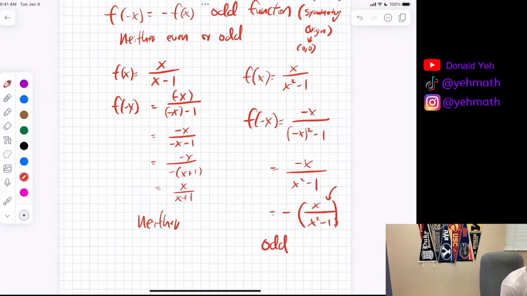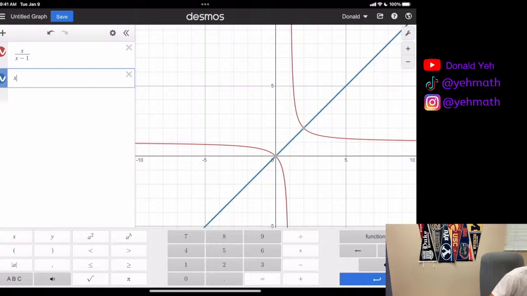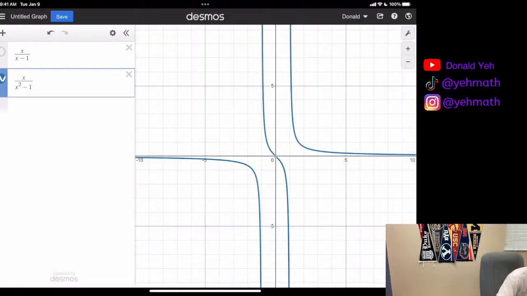Would it be plus 1, right? What do you mean? It would be x over x squared plus 1 if you factor out the negative. No, I only factor out a negative on the numerator. The bottom did not change. And you can verify this function with the graph. Look at the graph. X over x squared minus 1, right? This is symmetry to origin.